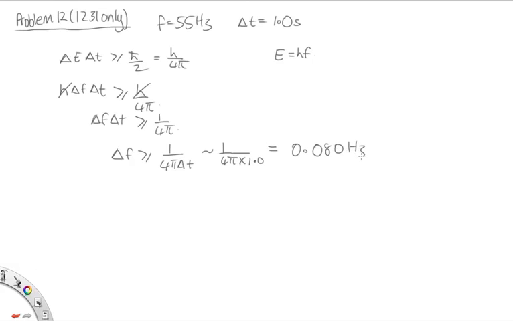0.080 Hertz. Now we're asked, what is the uncertainty if the time is 0.10 seconds? In that case, we've got that the uncertainty in the frequency is at least 1 over 4 pi times 0.10. So this is 10 times bigger than that one. So this is equal to 0.80 Hertz.